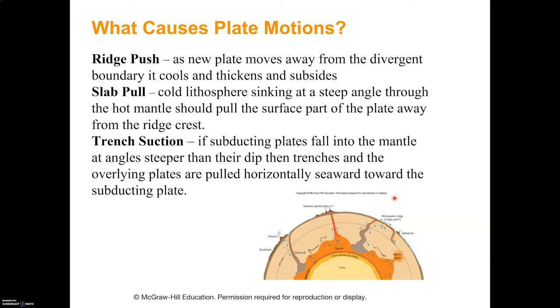Slab pull is where we have cold lithosphere sinking at a steep angle through the hot mantle, and it pulls the surface part of the plate away from the ridge crest. As it's pulling away, it's dragging the rest of it away from that ridge crest. And then trench suction: if subducting plates fall into the mantle at a steep angle, their dip is steeper, and the trenches and the overlying plates are pulled horizontally seaward toward the subducting plate. So as that plate is being subducted underneath the continent or other plate, it's pulling that seaward plate toward the subducting plate.